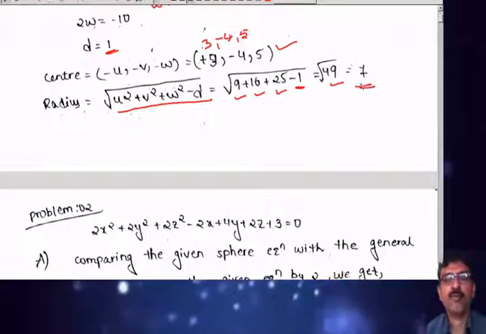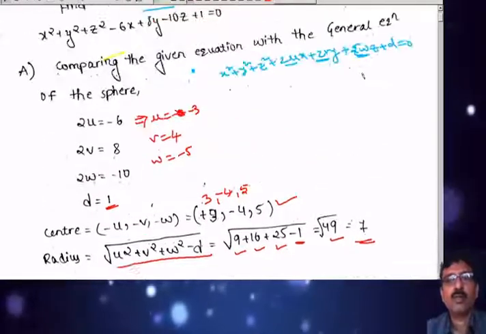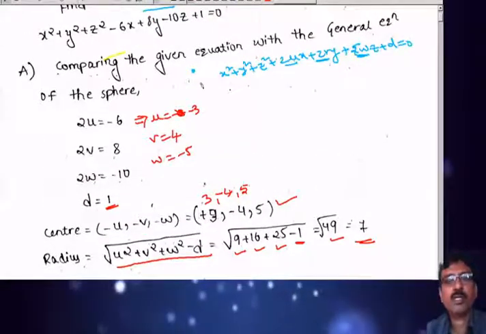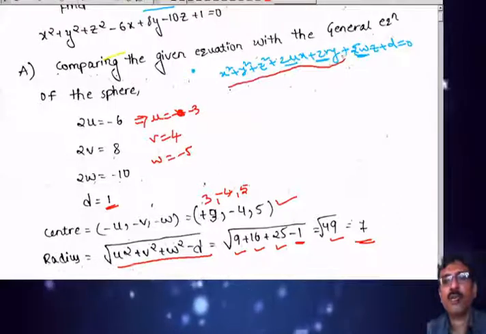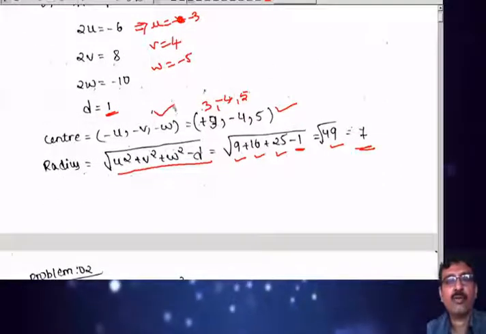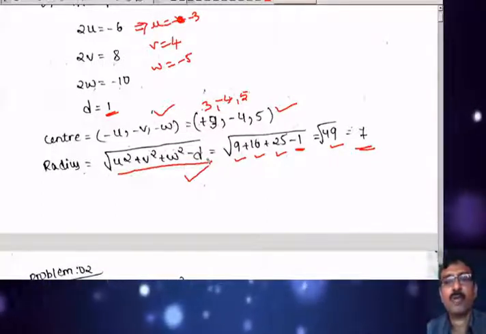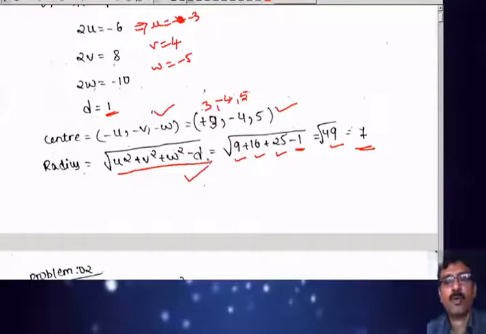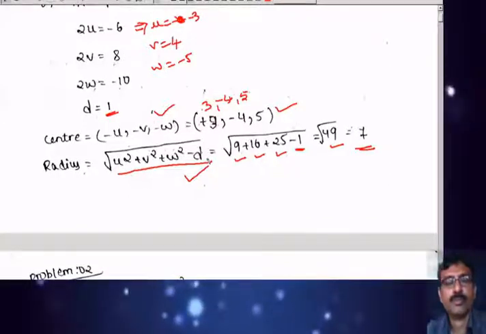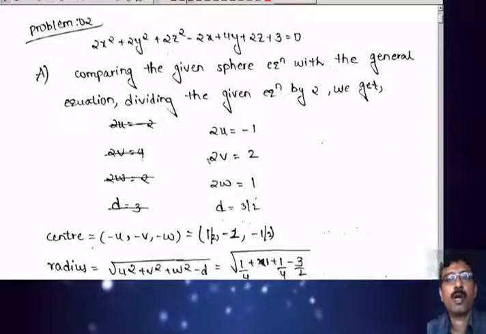In this way, if we are given the equation of a sphere in general form, we can find the center using the formula and the radius using the formula. Okay, this is a very basic problem. Next we go to problem number 2.